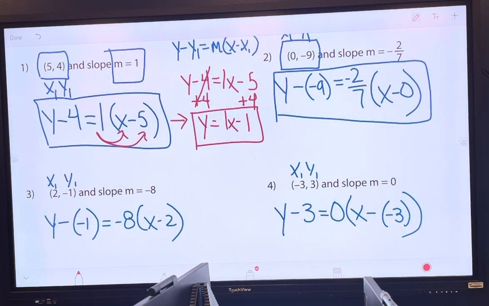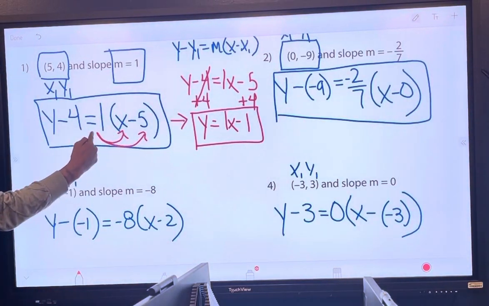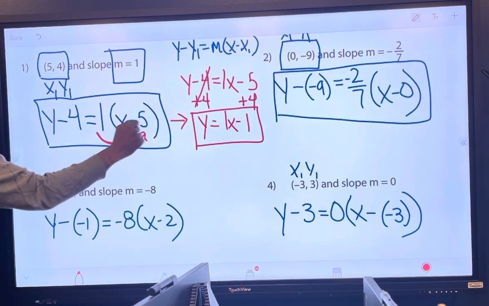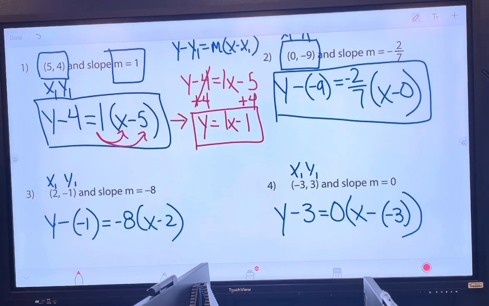You added the negative 5 plus the 4. You have to distribute it. That's how you get the 1x. I don't understand the first one. We're going to try it again.